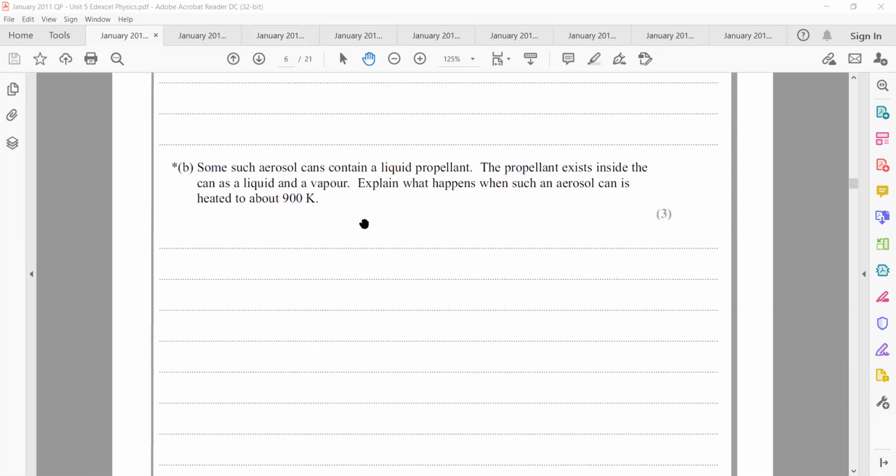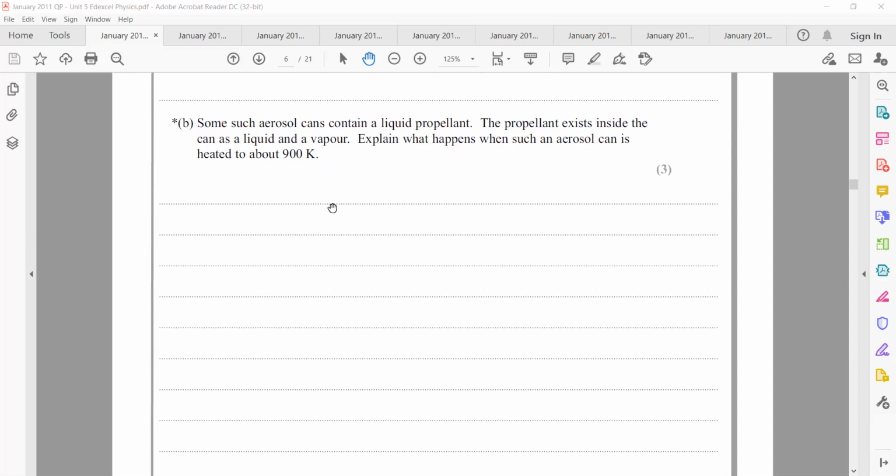some aerosol can containing a liquid propellant. The propellant exists inside a can as a liquid and a vapor. Explain what happened when such aerosol can is heated to about 900 Kelvin. So now what we have is a propellant which is a mixture which can easily be vaporized, a mixture basically of liquid and gas. So what will happen for such propellant if the temperature is increased to 900 Kelvin?